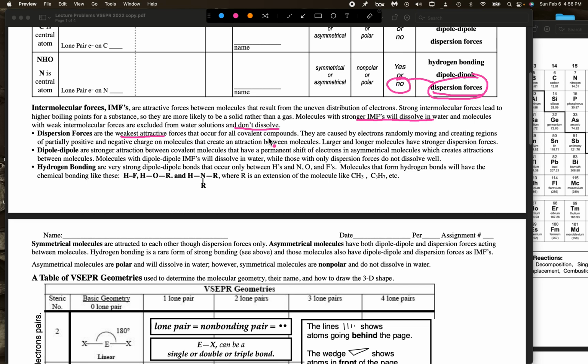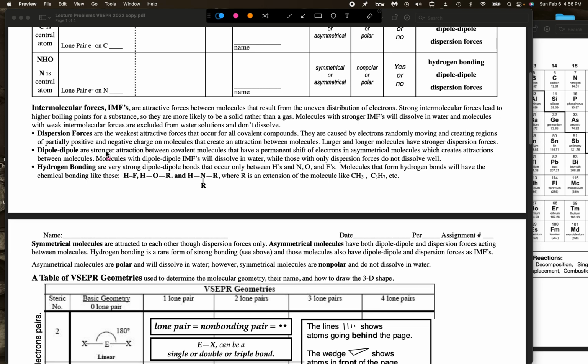Weaker forces occur for all covalent compounds, so every single one of these has dispersion forces. And larger and longer molecules have stronger dispersion forces. So there's a difference between gases having weak dispersion forces and something like wax, which has a stronger dispersion force.